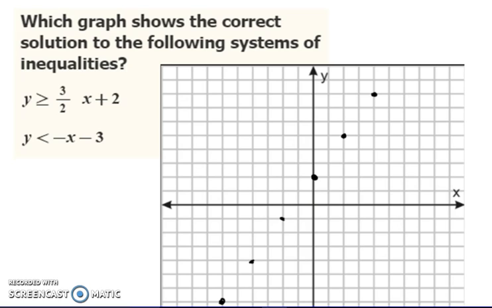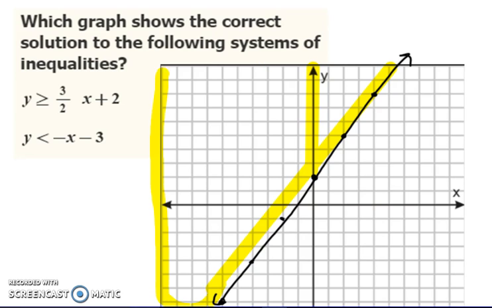Now, if I look, the sign's greater than or equal to. Because it has that equal to, we're going to make our solid line. Now, for shading, if it's greater than, I'm starting at my y-intercept, and I'm going above it. So I want to shade everything on that side of the line.